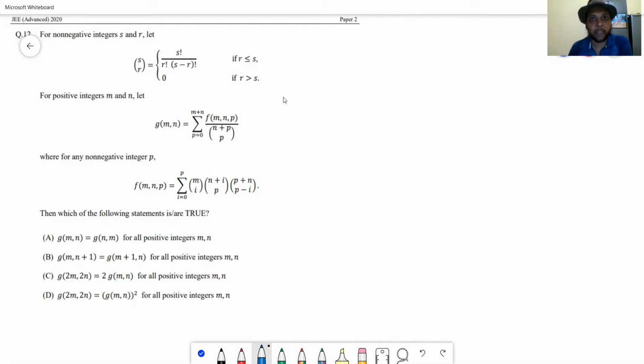Which we can use. So g of m comma n equals the summation over p equals 0 to m plus n. Now what is f of m comma n comma p? That is something here. We cannot find g of m comma n straight away. We have to find out first of all f of m comma n comma p.